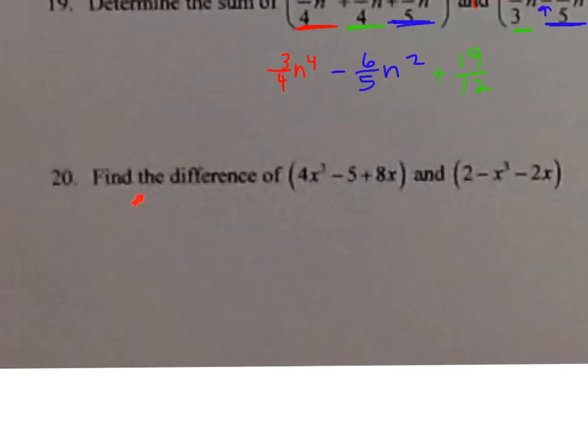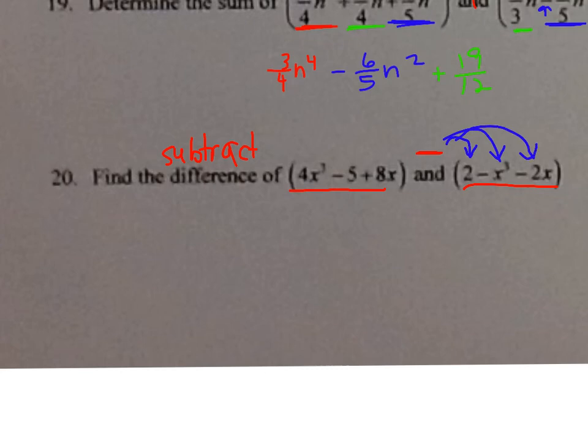Okay, number 20 says to find the difference. Difference means to subtract. So find the difference of this polynomial and this polynomial. So we are subtracting these. Remember, when we subtract, we distribute the negative. So the first parentheses is going to stay the same. So it's 4x to the 3rd minus 5 plus 8x.